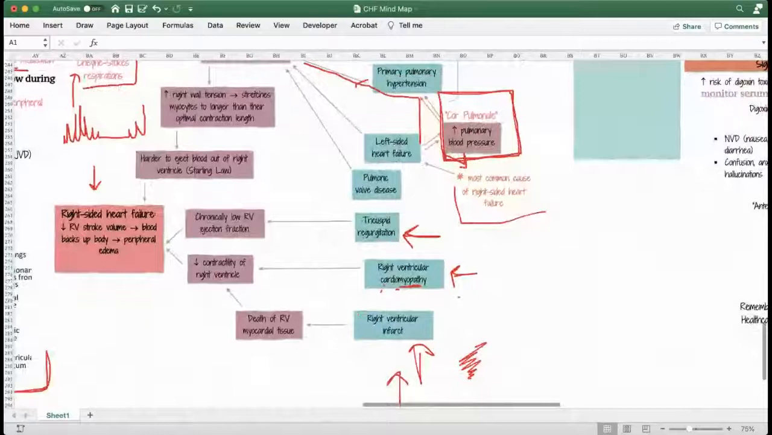Okay, we'll keep going here. So those are the things we're talking about. You've damaged the right side of the heart.